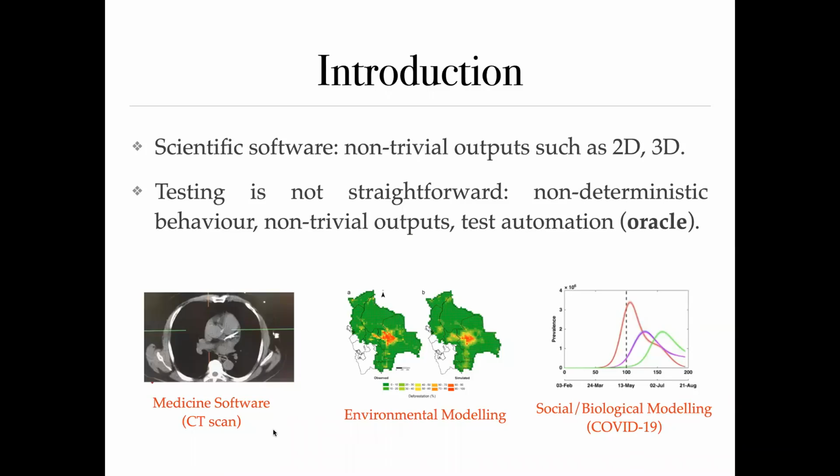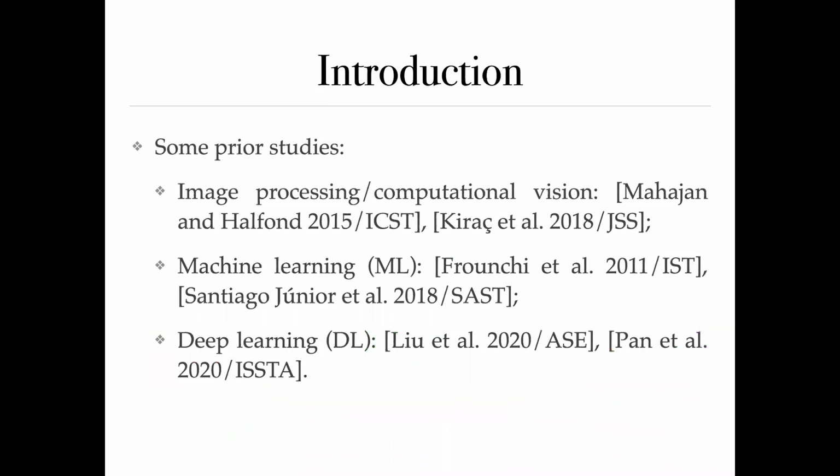Some examples are shown here: CT scan medical software, environmental modeling outputs, and social biological modeling related to the COVID-19 pandemic. There are several prior studies that rely on the output of the software systems, the image, and try to detect bugs in the scientific code and scientific models. The studies use techniques like image processing, computational vision techniques, machine learning, ML, and deep learning, DL.